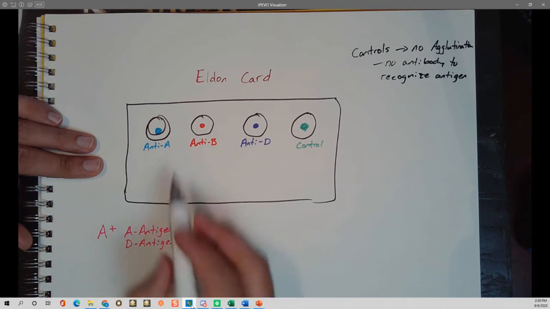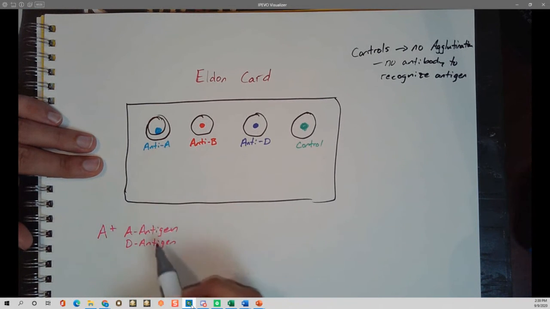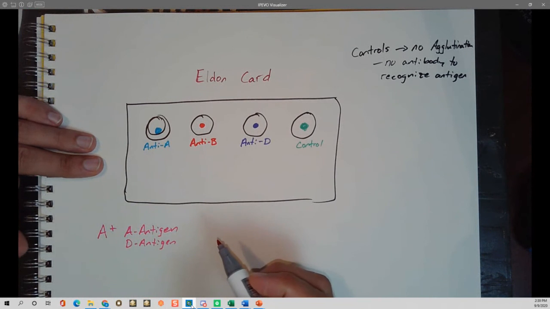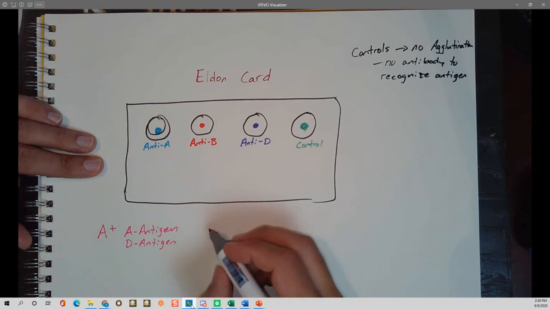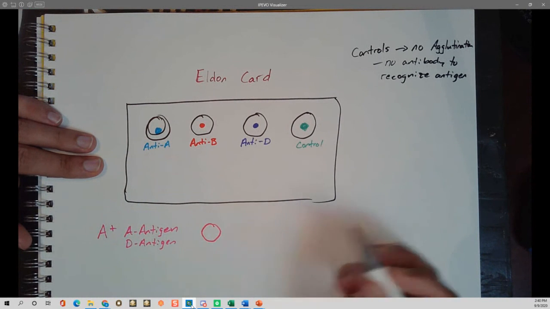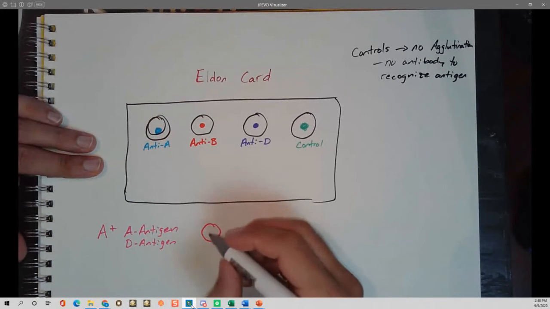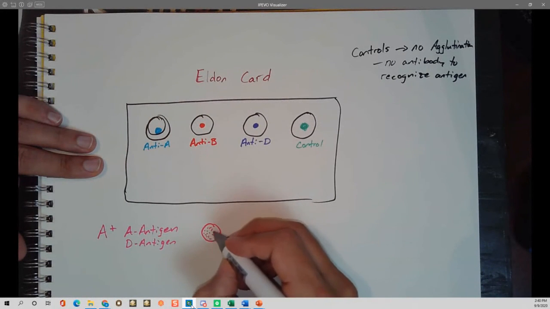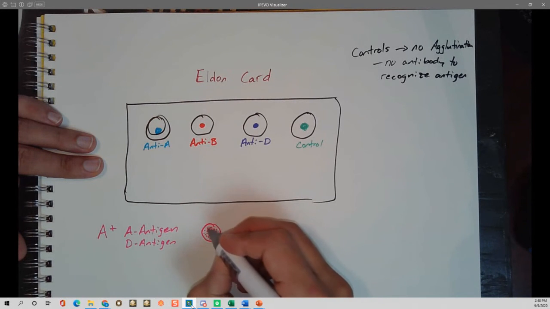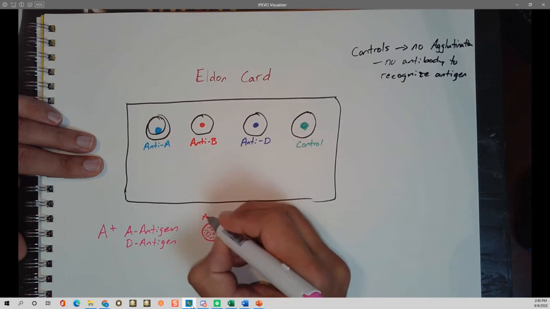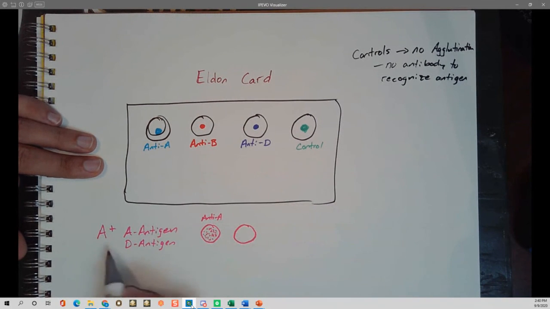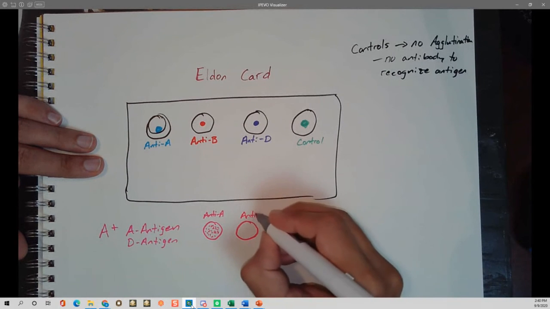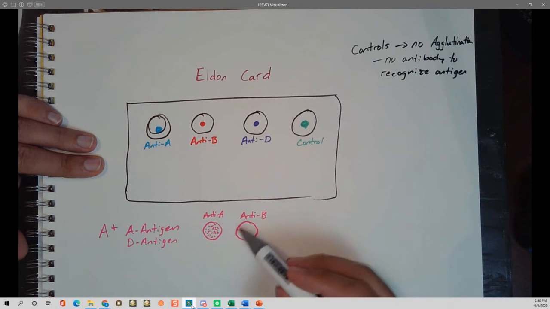So if I put an A antigen onto an anti-A, will it agglutinate? You better believe it, right? So what would I see on this card? A agglutinates. And what that means is it actually ends up causing a cluster of cells. It causes this clumping effect of those cells with the anti-A. What about B? There's no B antigen anywhere in here, so there's no agglutination when we look at this anti-B. It's just going to be clear. There's no clumping whatsoever. It's just a clear liquid.